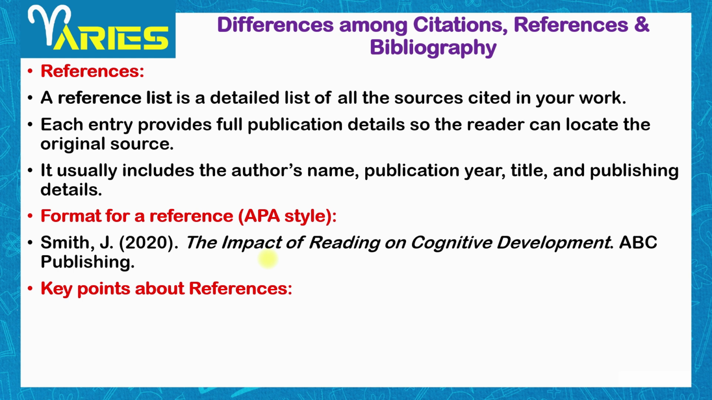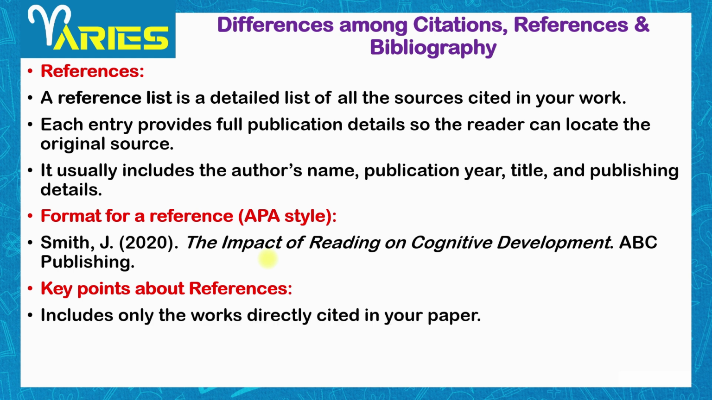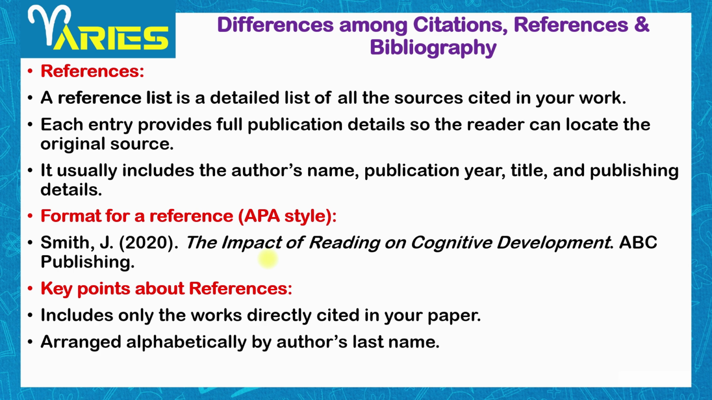Now, key points that you need to understand about references. References include only the works which are directly cited in the paper. All those things which are cited in text would appear in the references in detail. And references are always arranged alphabetically by the author's last name. So the last name will be taken for alphabetical arrangement of references.